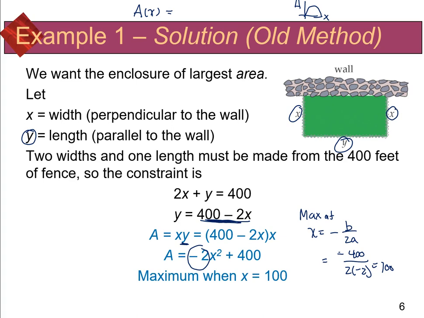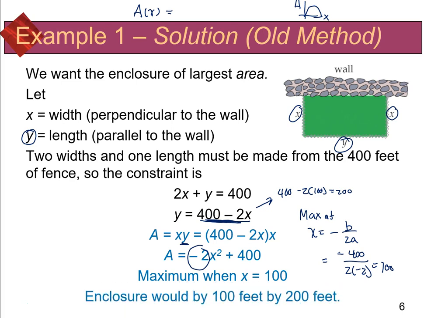Which means that x equals 100. I would then come back up here and say, well, 400 minus 2 times 100 would give me 200. So that would be my other dimension. So I could say that the enclosure would need to be 100 feet by 200 feet to maximize the area.